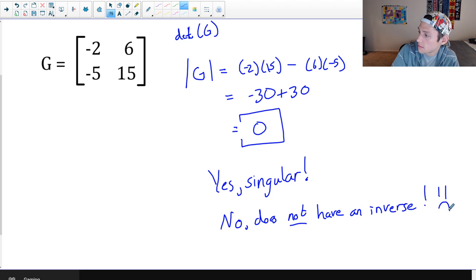And I'm so sad about it, because I really wanted that matrix to have an inverse, but unfortunately it doesn't. Oh well. I suppose I will live. I will move on. But it crushes me emotionally.